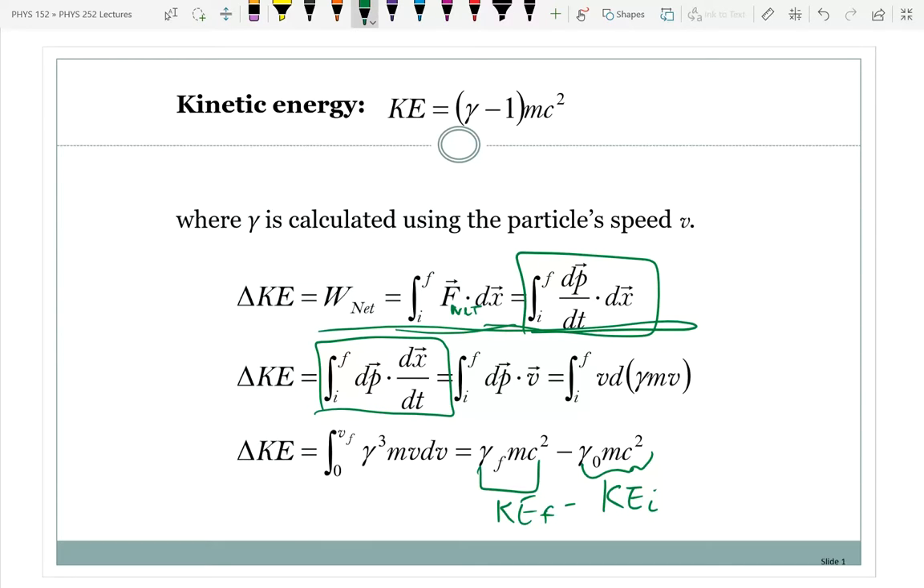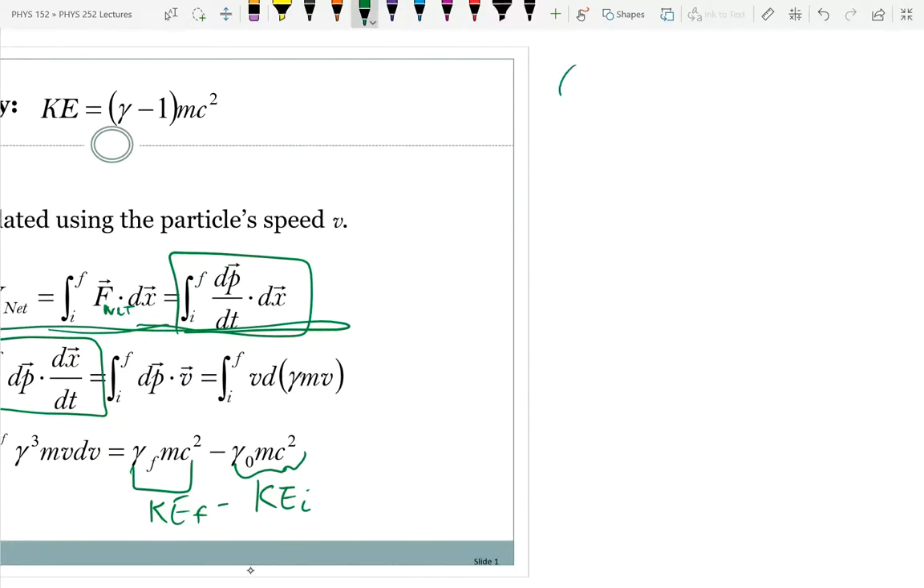Why do I do that? Well, dx/dt is something simple. What's dx/dt? Velocity. Because it's a vector position, it's velocity. And so now I have dp dot dv. If we were doing classical physics, classical p is equal to mv.